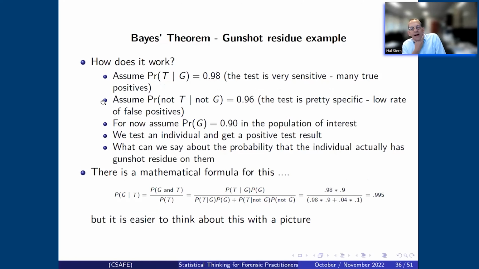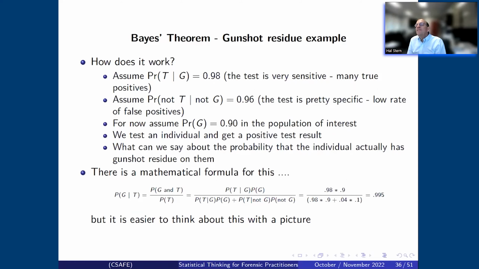So here's how this might work for us. Suppose we buy a gunshot residue test. I work in a crime lab. I buy a gunshot residue test from the Acme Gunshot Residue Test Company. And they tell me, based on their lab research, that if you apply this to someone's hand who does have gunshot residue, the probability the test will come back positive is 98%. Sounds very, very good. The test is very sensitive. There will be many true positives.